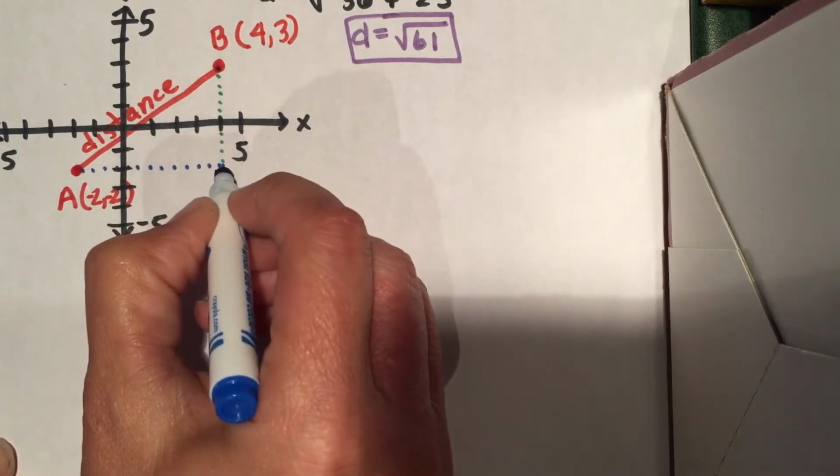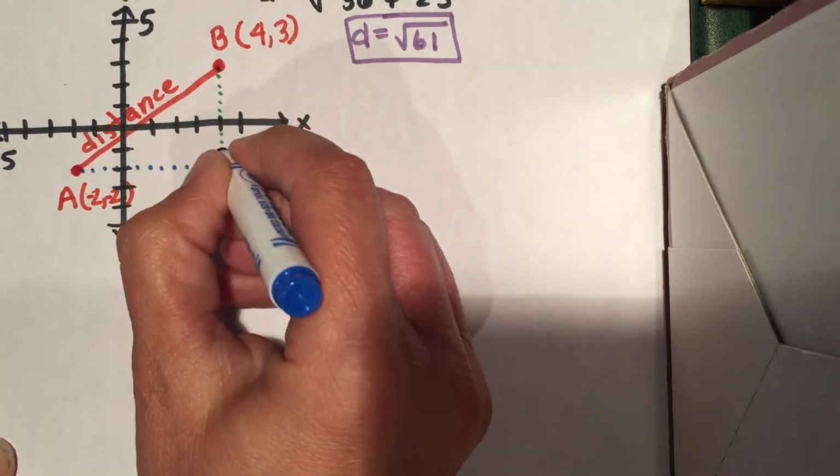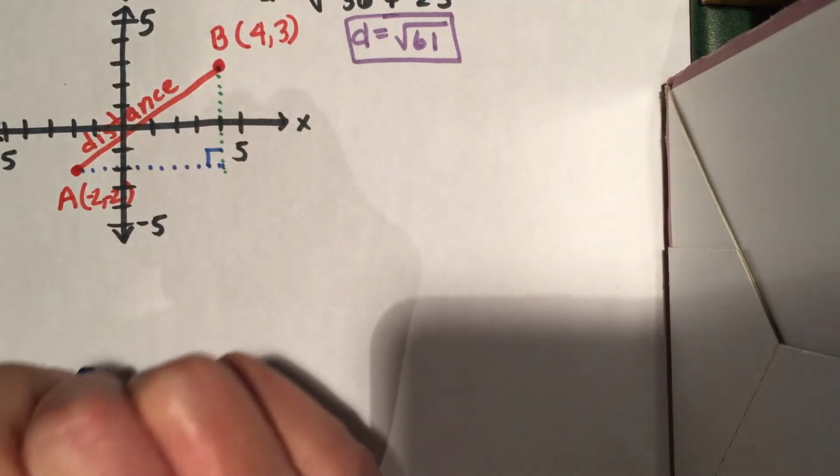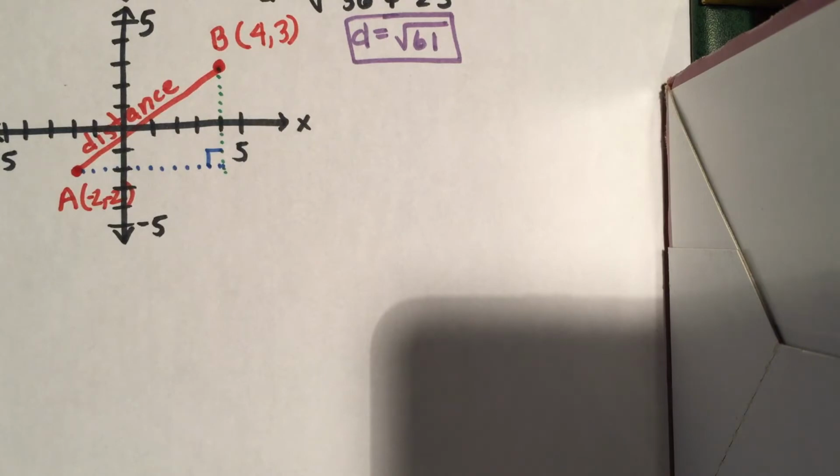Now, when you have a completely horizontal and a completely vertical line intersecting, they're going to form a right angle. They're perpendicular. And if you'll recognize this, we now have what we call a right triangle.